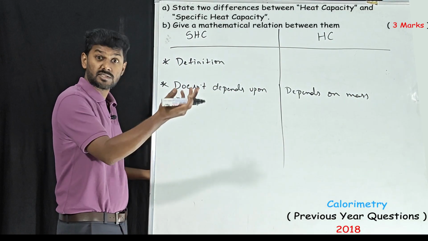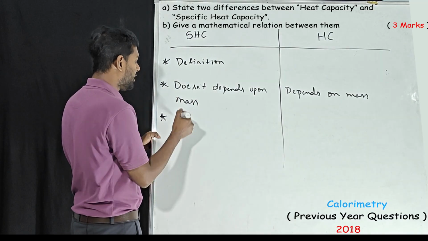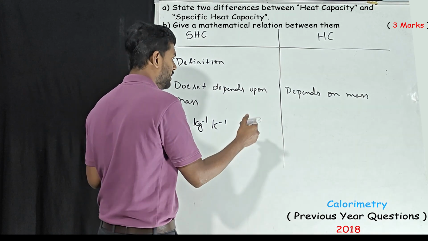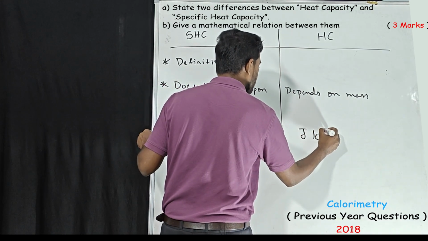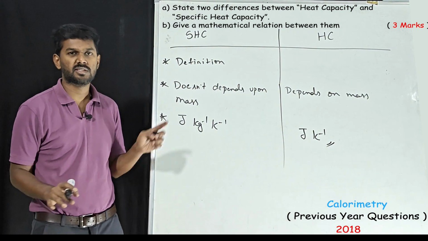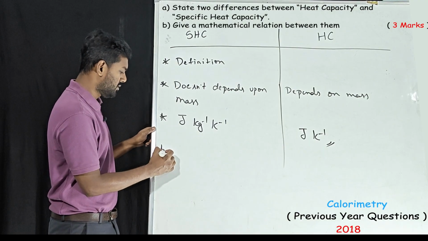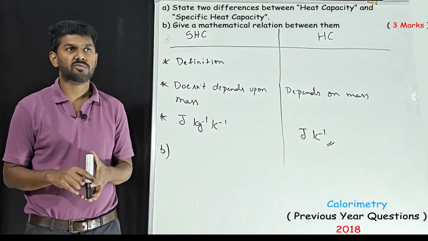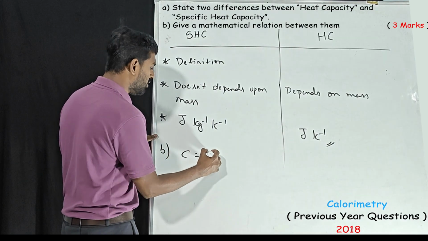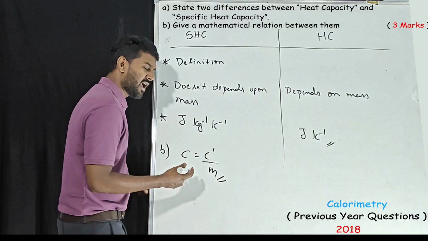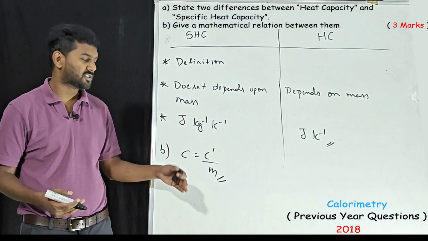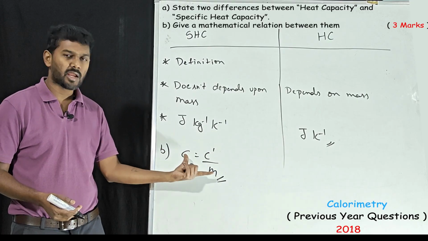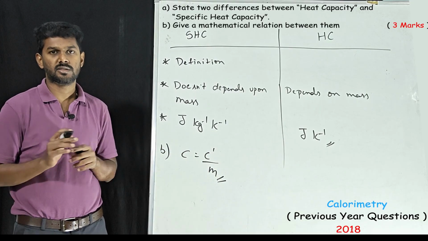Then you can go for SI units. Specific heat capacity: joules per kg per Kelvin. Here, joules per Kelvin. That's it. These are the differences, and we have one more sub question. Give a mathematical relation between heat capacity and specific heat capacity, that is nothing but c is equal to C dash by m. This is what we have learnt in the concept video. Simple relationship. This is the formula to find heat capacity or specific heat capacity using any two variables. That's it.